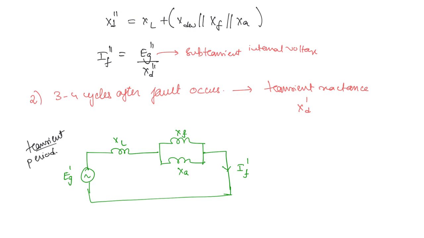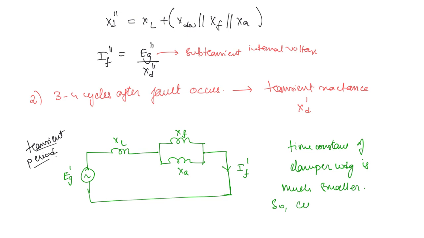Previously it was the subtransient period, right? So here the time constant of damper winding is much smaller. So current in damper winding dies out faster.